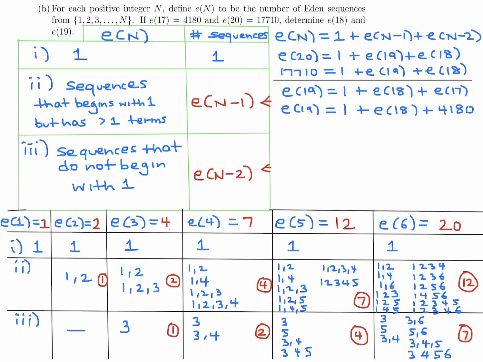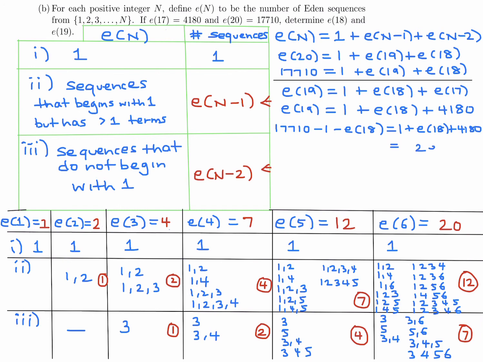So from the first one, I can isolate for E19. From this equation, I can isolate for E19. It would basically be 17710 minus 1 minus E18. That would be E19. That's why I placed it there. And then that is equal to this. So that's going to be 1 plus E18 plus 4180. And we can solve that now.